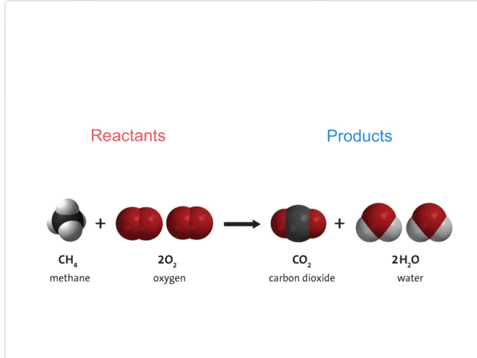The chemical formula for methane is CH4. This means that methane is made up of one carbon atom and 4 hydrogen atoms. The other reactant is 2 molecules of oxygen gas. Each molecule of oxygen gas is made up of 2 oxygen atoms bonded together. When we talk about the oxygen in the air, it is always the molecule of oxygen, which is 2 oxygen atoms bonded together, or O2.